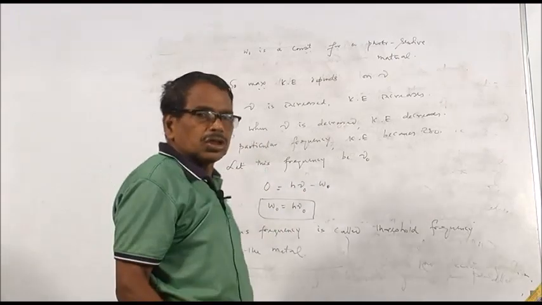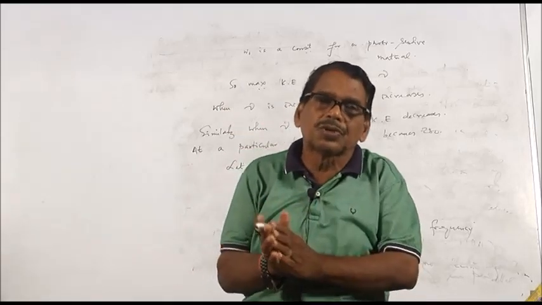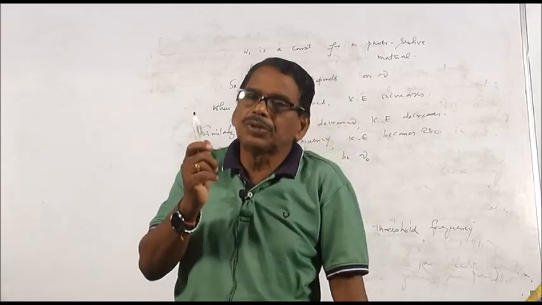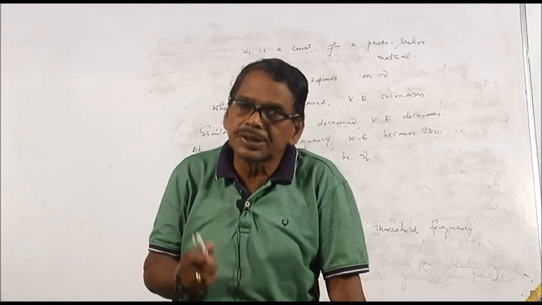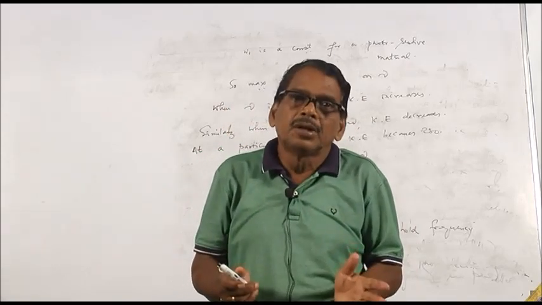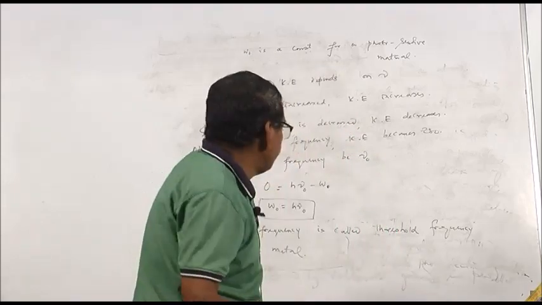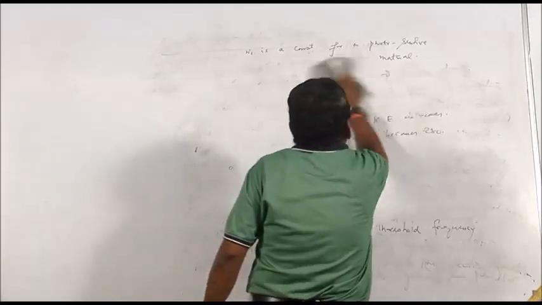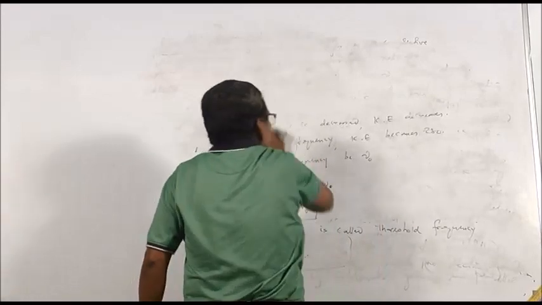So what is the meaning of threshold frequency? When the frequency of radiation becomes equal to threshold frequency, then kinetic energy will be 0. So if the frequency of radiation is less than threshold frequency, no photoelectrons will be ejected, however the intensity of radiation may be. So the minimum frequency below which photoelectric effect is not possible. So you can define threshold frequency.